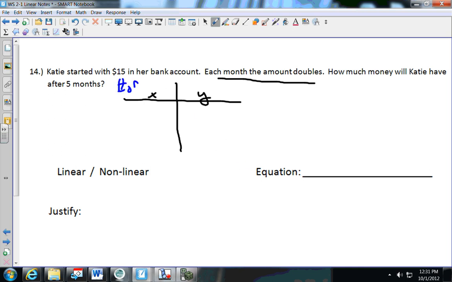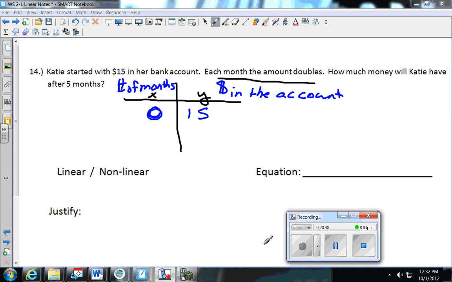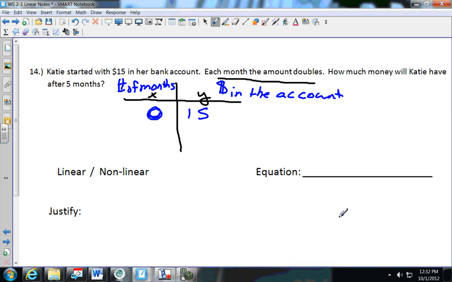X is the number of months. I would have all this written down, y'all. What is Y? The money in the account. So when she starts off, at the very beginning, at time 0, she has $15 in her account, right? Because she goes in and deposits the money. On the first month, it says her money doubles. How much money does she now have? 30. Wait, hold up. Second month, it doubles again.